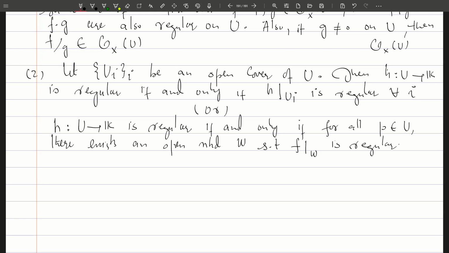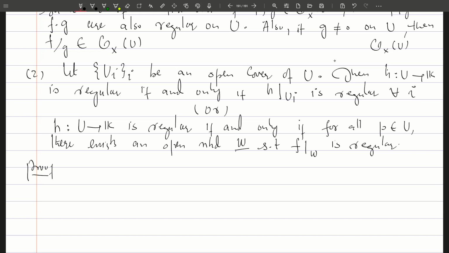So one can see over here these two statements are the same, because if we pick any point P in U, and if we look at the corresponding neighborhood of P, which is W in this case, then these W's will give us an open covering of U. So these two statements are the same statements. So let us prove these.